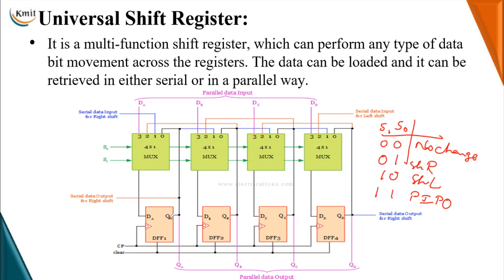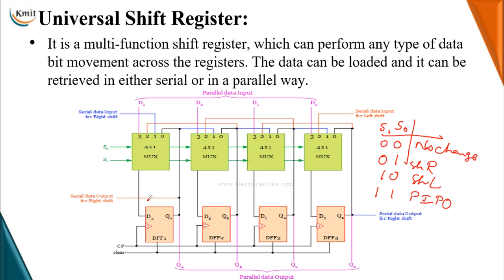So every flip-flop's present state is connected as the first data input on the multiplexer. If S1 and S0 are 0 0, QA is connected to the 0th input of the first multiplexer, QB to the second multiplexer, QC to the third multiplexer, and QD to the fourth multiplexer. So if S1 and S0 are 0 0, every multiplexer will transfer the 0 input.